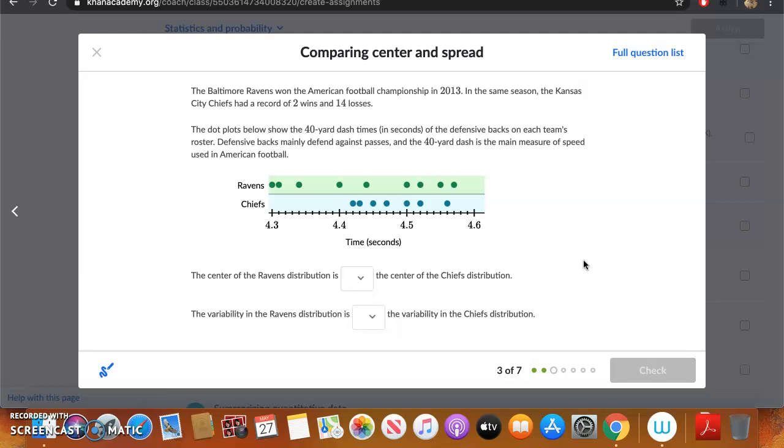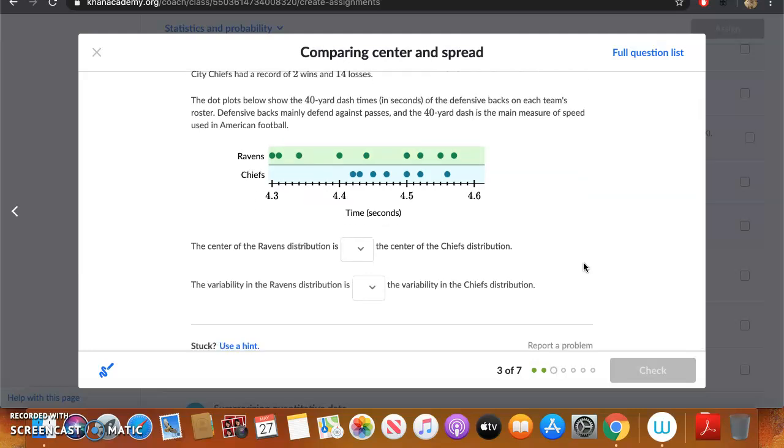Baltimore Ravens won the American Football Championship in 2013. In the same season, the Kansas City Chiefs had a record of 2 wins and 14 losses. Okay. The dot plots below show the 40-yard dash times of the defensive backs on each team's roster. Defensive backs mainly defend against passes, and the 40-yard dash is the main measure of speed used in American football. So again, let's compare the centers of the Ravens distribution with the Chiefs, and the variability.